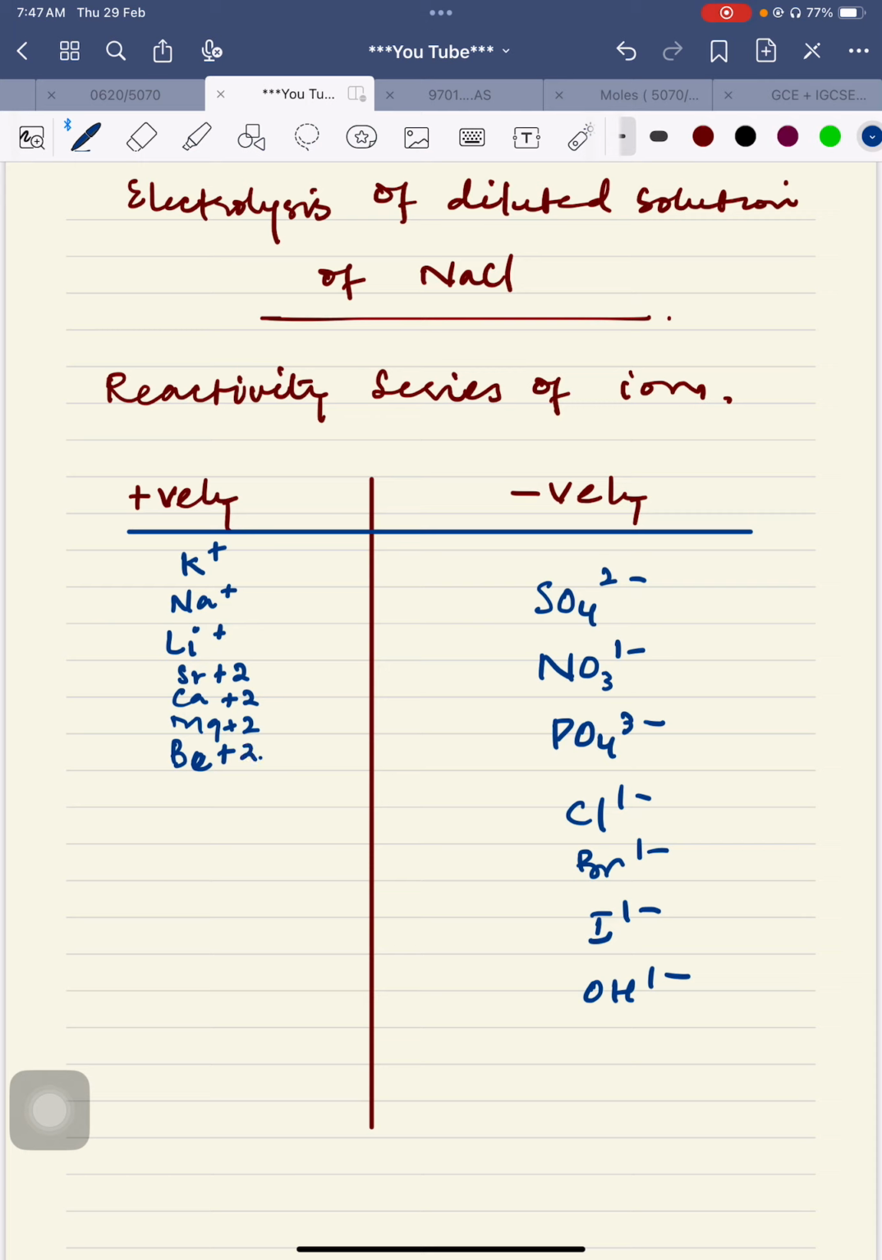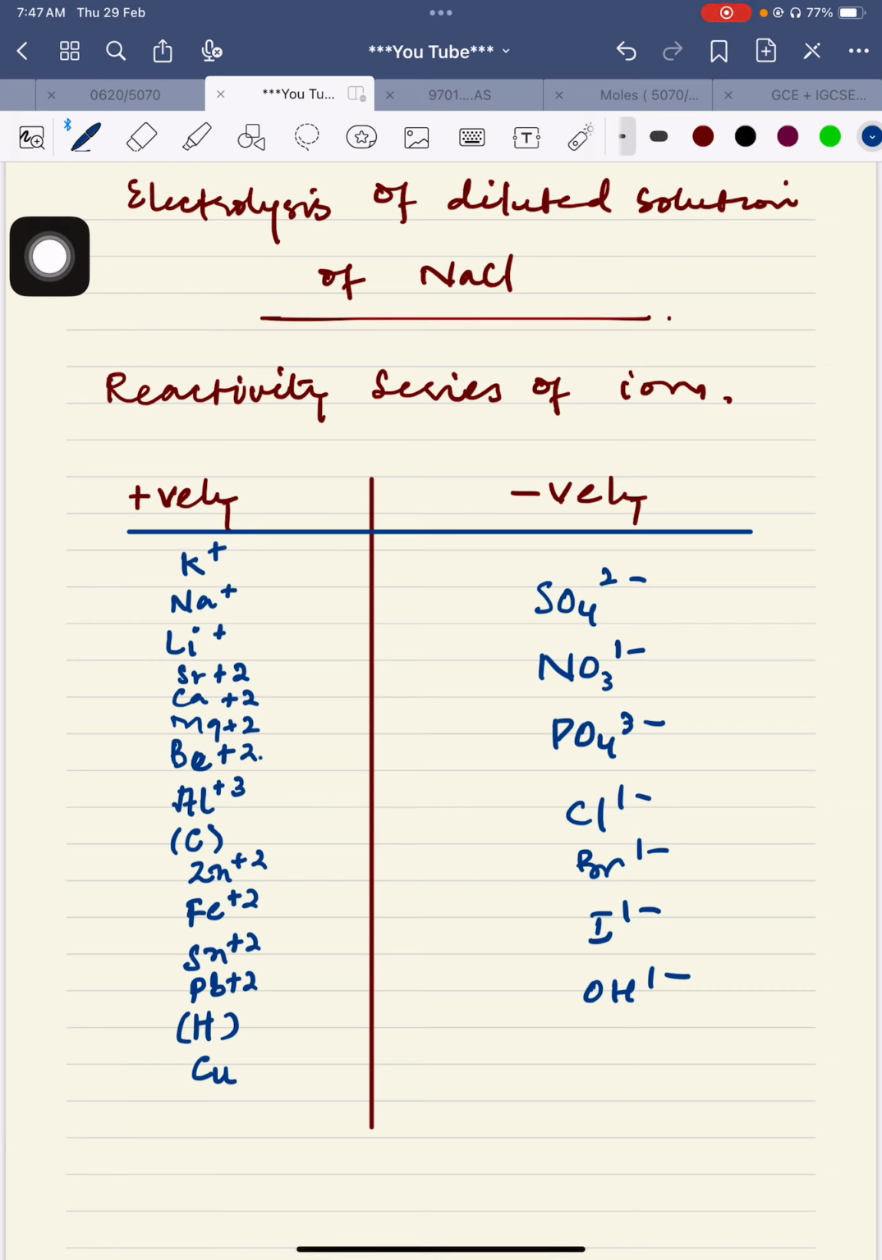Now I'm on the third group, that is called aluminum, which is the representative of that, and here is hydrogen, copper, it is carbon, it is zinc, it is iron, it is tin, it is lead, it is hydrogen. I am writing these in the brackets, copper, and then afterwards it is silver, and then gold, and then platinum.